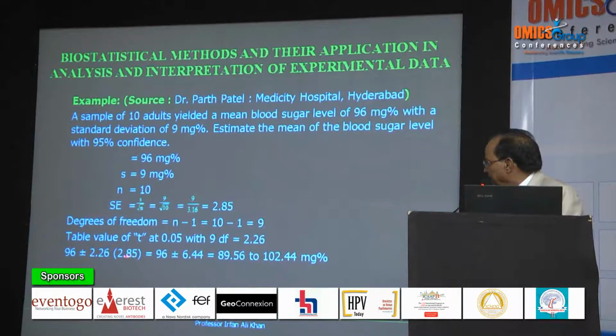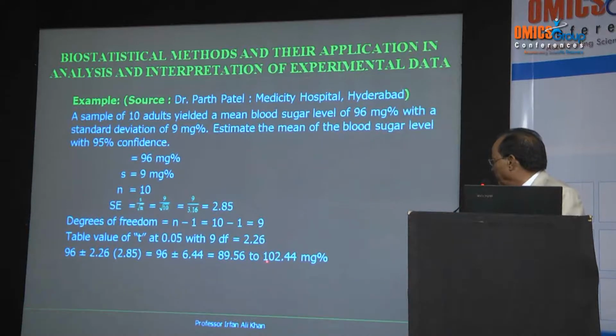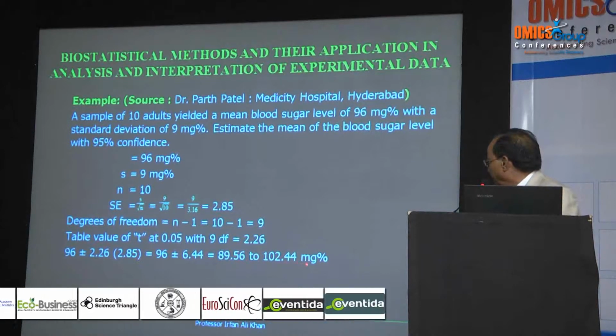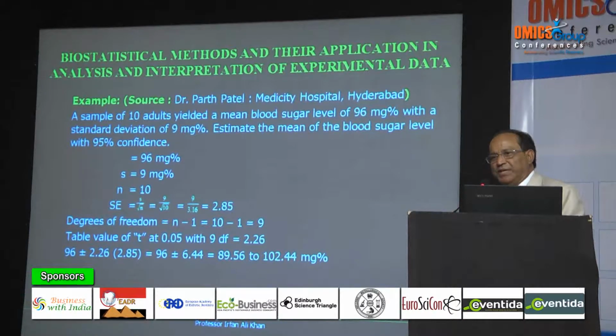96 plus minus 2.26 times 2.85, equals 96 plus minus 6.44, that will be equal to 89.56 to 102.44 mg. That should be the range of the sugar level in any patient.